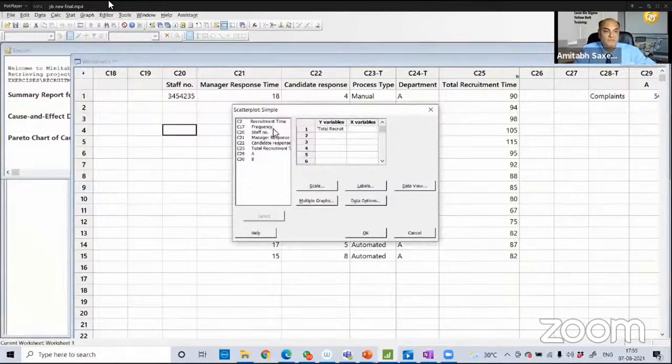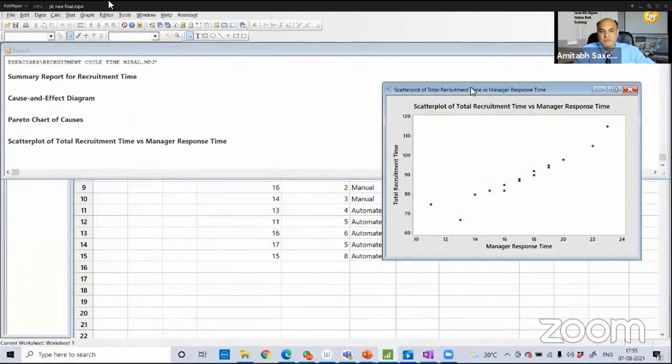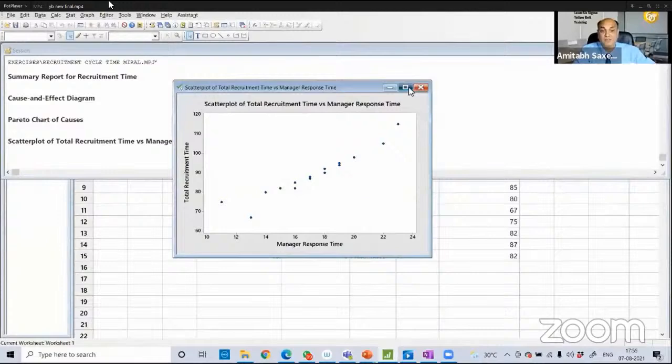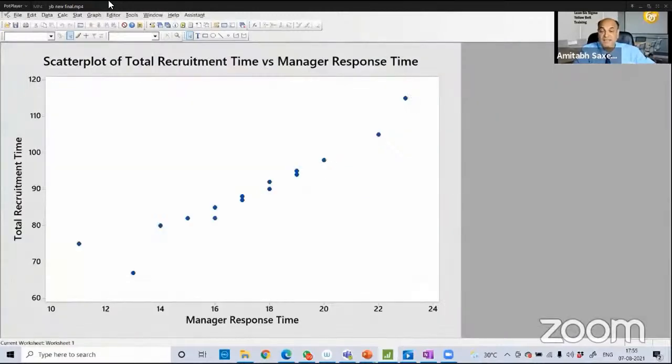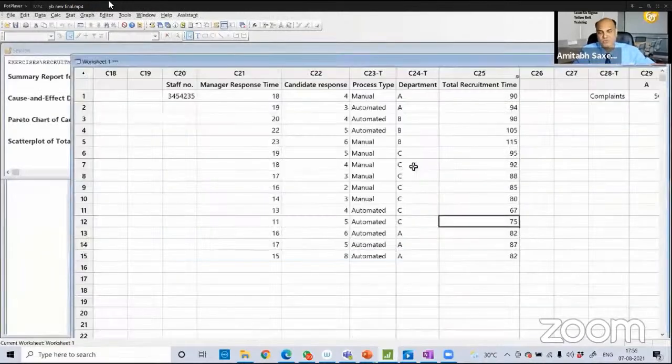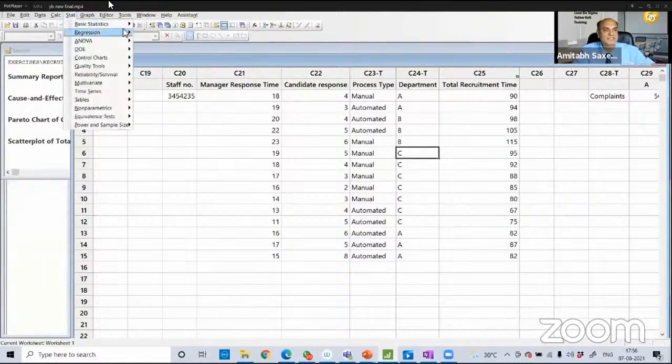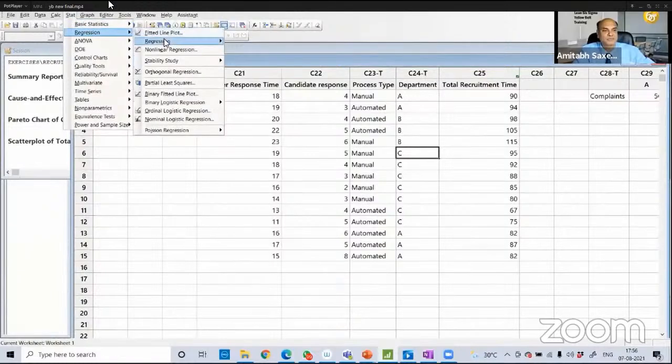I'll put in both values. Manager response time. Oh, it appears to be impacting. There is a relation, a positive correlation. And I can even calculate the regression equation. No time to tell you about regression equations. I can predict, if the manager responds in 18 days, how much the recruitment time will be. It's a straight line equation. Very easily I can predict. Just 2 clicks, I can get my regression equation.